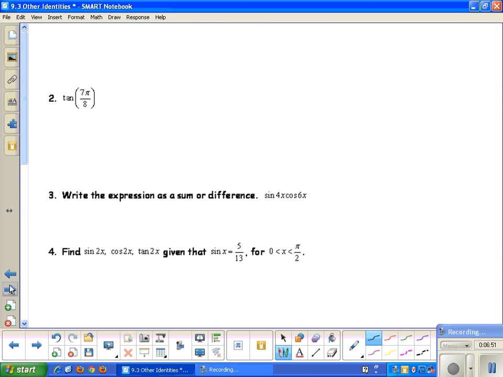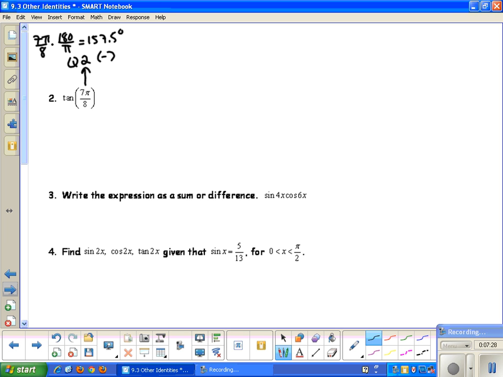So now for this next one, I want to do the tangent of 7 pi over 8. So the first thing I would figure out is what quadrant 7 pi over 8 is in. If it helps you to put this in degrees, if you don't know, 7 pi over 8 times 180 over pi, you get 157.5 degrees. That tells me I'm in quadrant 2. So if I'm in quadrant 2, then think about your tangent. Tangent in quadrant 2 is going to be negative.